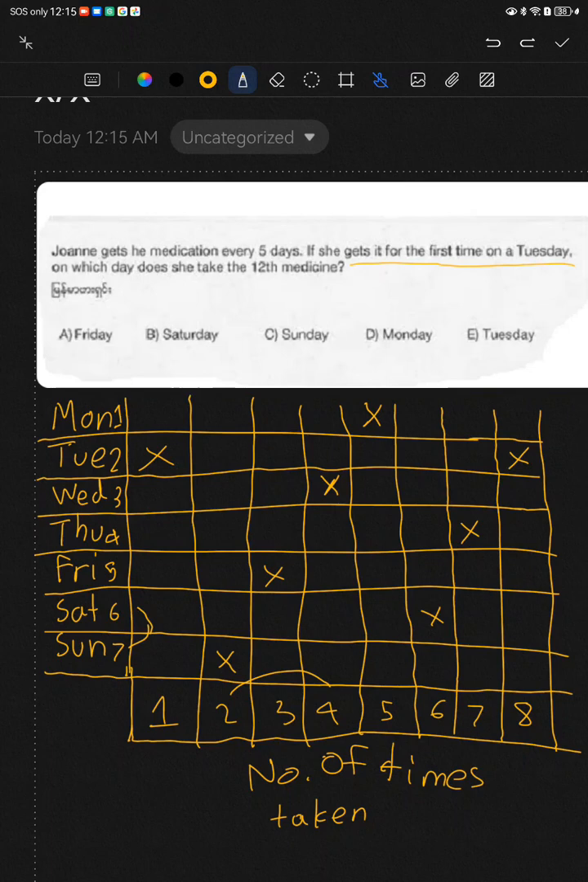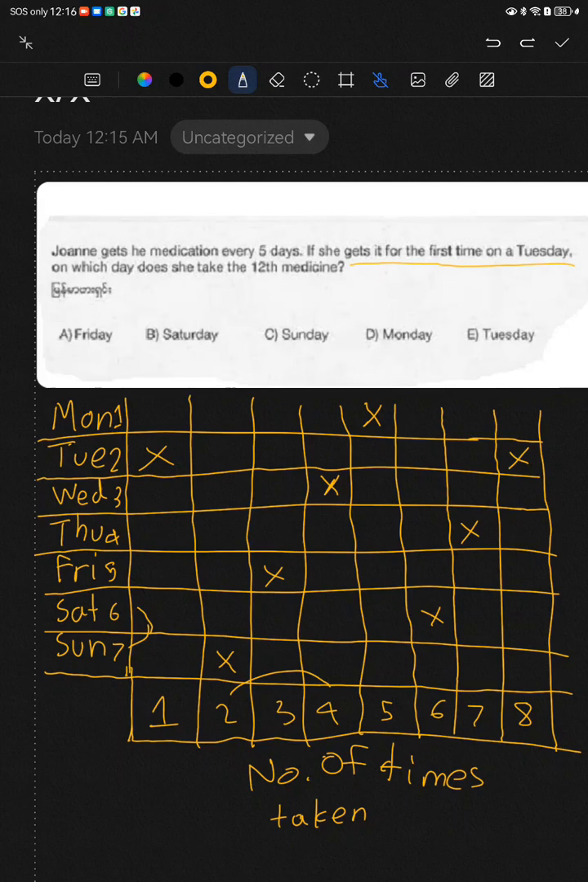Okay, so if the first time started on Tuesday again, then on the ninth time she takes the medicine, she'll arrive at Sunday. It would have been Sunday.